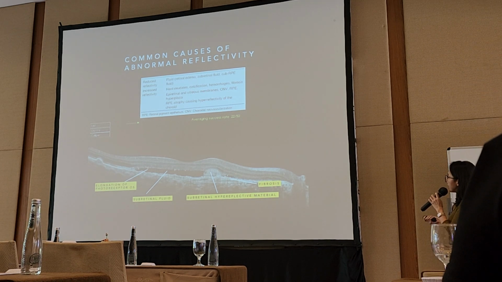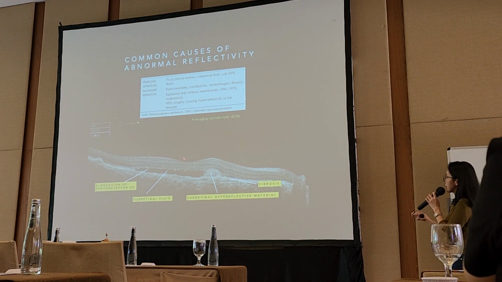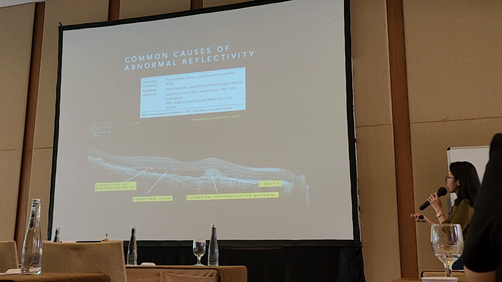And here, in this OCT scan, we can see, of course, this is abnormal, right? The foveal depression is still there, but you can see this is a pigment epithelial detachment, and then in the hollow areas here, we call it the subretinal fluid, and we can see here that elongation of photoreceptor outer segment, and this, we call it a subretinal hyperreflective material, and this one is probably a fibrosis.